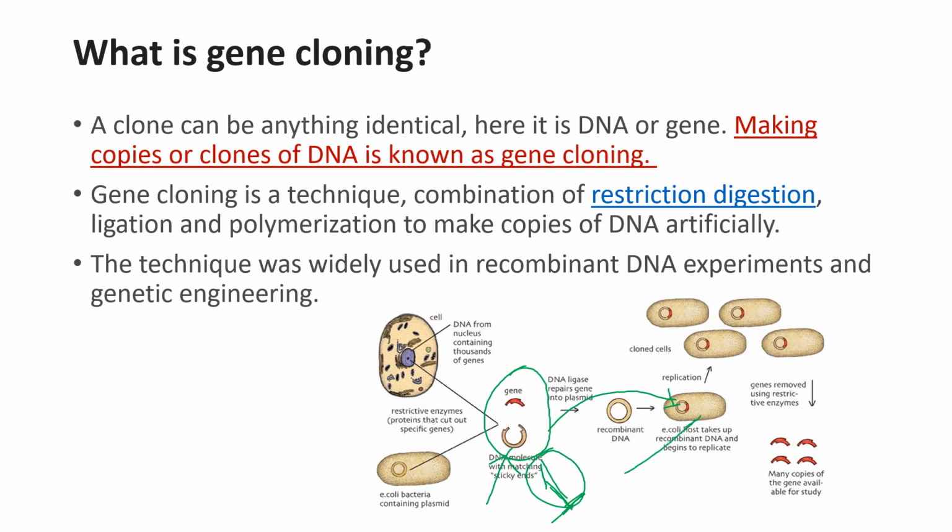Using the bacterial cytoplasm, the copy number of this particular recombinant DNA molecule is going to increase. In a bacterial system, it grows in number, and whenever we break these bacterial cells, we can harvest many copies of your transgene. This technology of cloning your recombinant molecule in multiple numbers is known as gene cloning. It requires the combination of restriction digestion, ligation, and polymerization to make copies of DNA artificially. It is very widely used in recombinant DNA experiments and genetic engineering.